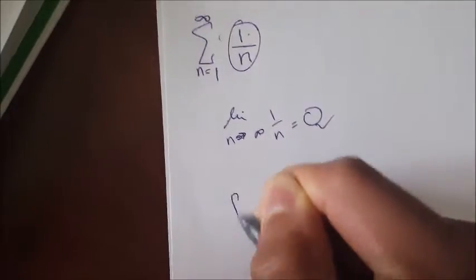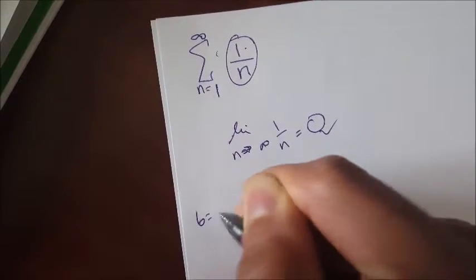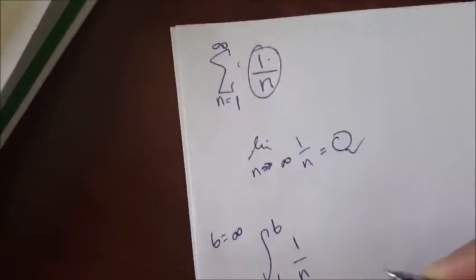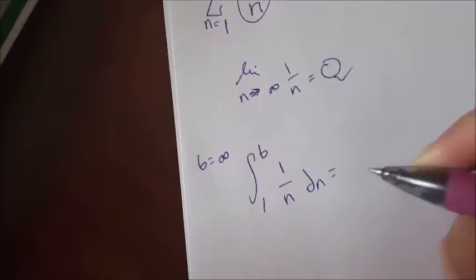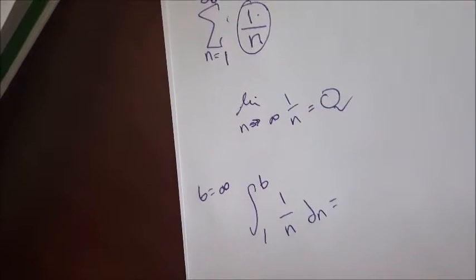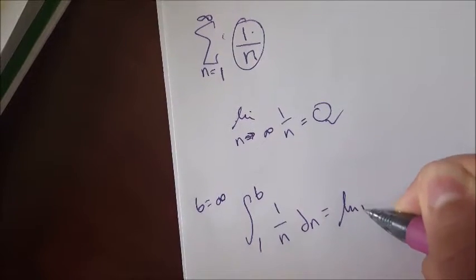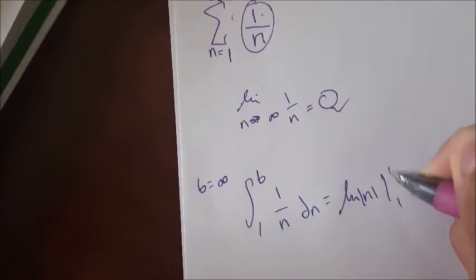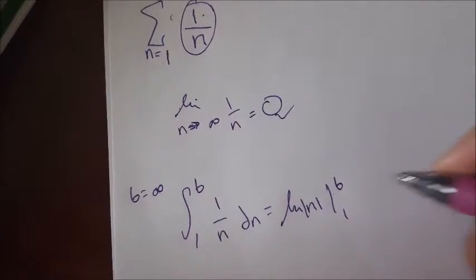So the integral from 1 to b, and let's make b equal to infinity, just to keep that notation, of 1 over n dn. I'm sorry if I'm moving a little bit fast, but the integral of 1 over n is just the natural log of the absolute value of n, and we're going from 1 to b. Just keep in mind that b is still equal to infinity.